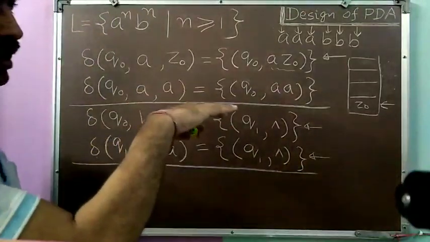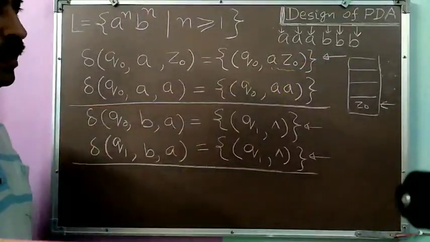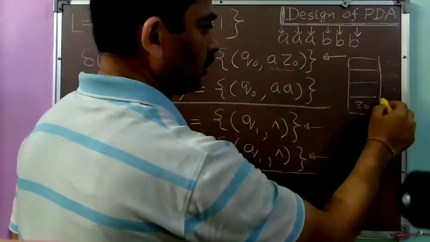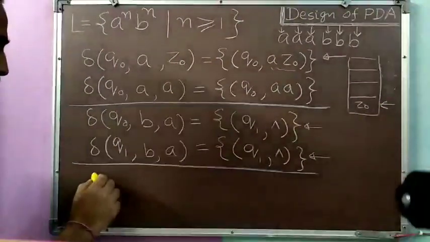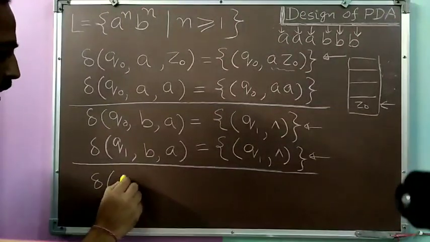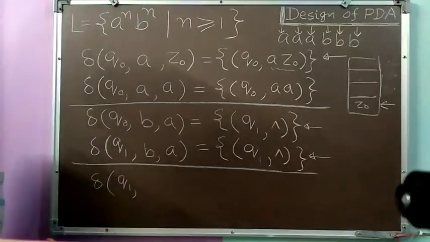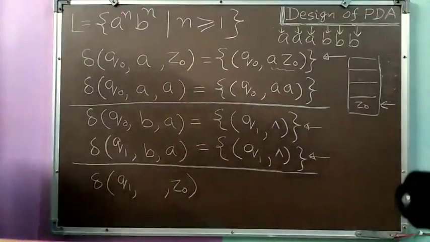Okay, and if the number of A's and the number of B's are equal, as this is the case, then ultimately I will reach the push down store symbol, which is Z0. So now in what situation am I? I am in the state Q1. Okay, I am in the state Q1, and on the top of the push down store there is again Z0.